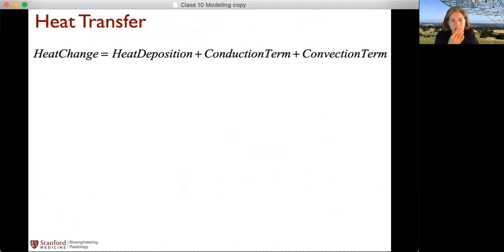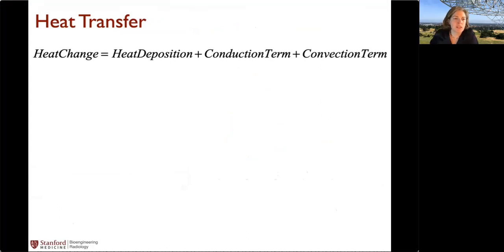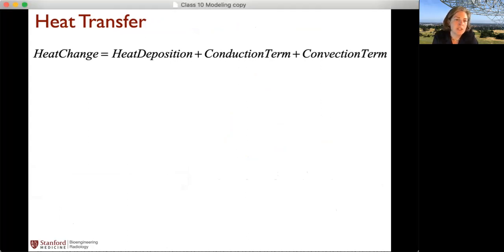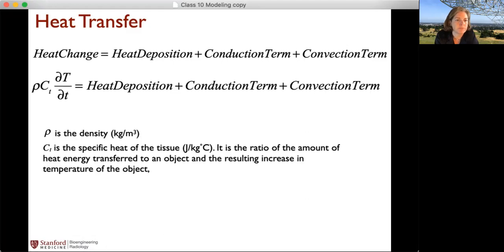All right, so in terms of heat transfer, our equation is going to look something like this. The heat change in any particular pixel that you're looking at is equal to the heat deposition. If you're looking at the focus, then this is going to be due to the focused ultrasound. If you're outside of the focus, then there isn't any heat deposition, and there's only these other components. So any particular pixel, you're going to have the heat deposition in that pixel, plus a conduction term plus a convection term. So let me talk about each one of these individually.